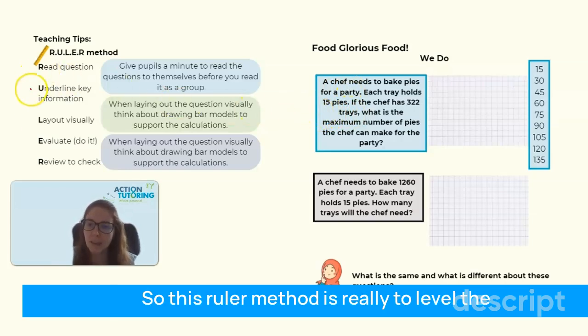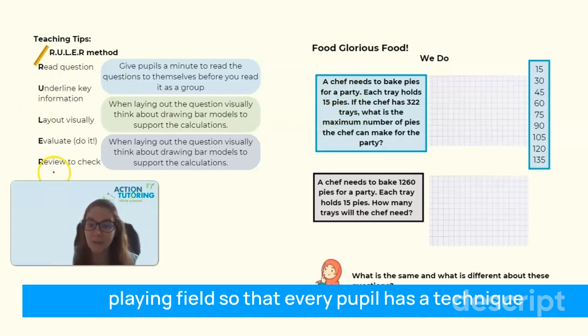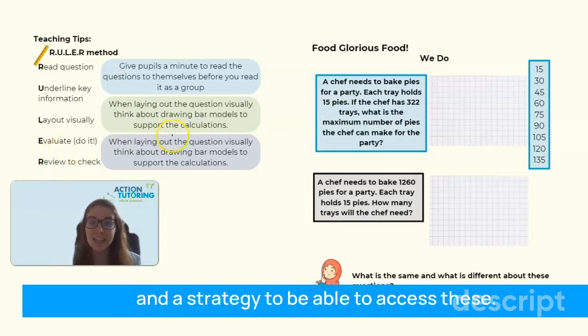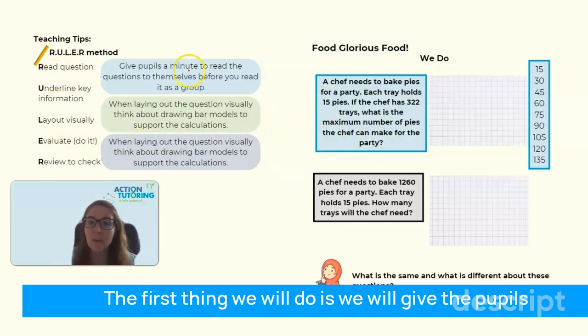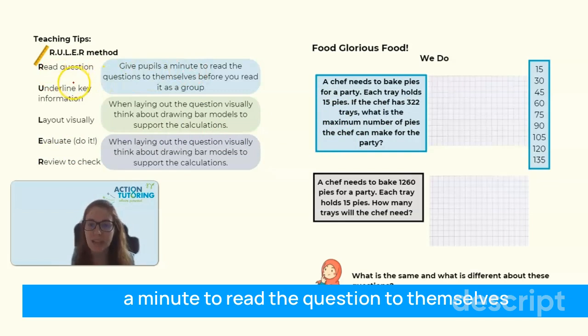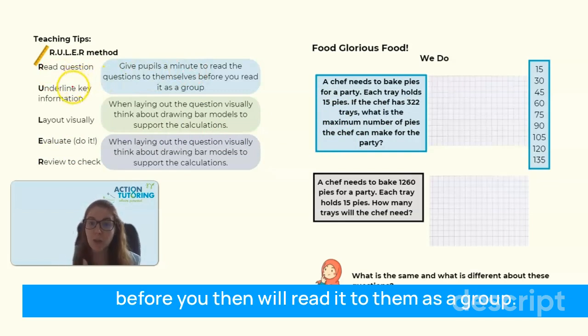So this ruler method is really to level the playing field, so that every pupil has a technique and a strategy to be able to access these. The first thing we will do is give the pupils a minute to read the question to themselves before you then read it to them as a group.